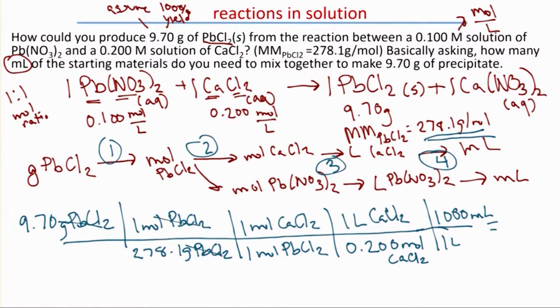Grams cancels, moles of the lead 2 chloride cancel when we use the mole ratio, and then the moles of calcium chloride cancel when we divide by the concentration, and then we do the last metric conversion to go from liters to milliliters. If you are doing this on your own, I got 174 milliliters of calcium chloride. That was one of the reactants. We just need to do the whole same thing again, but this time use the lead nitrate.